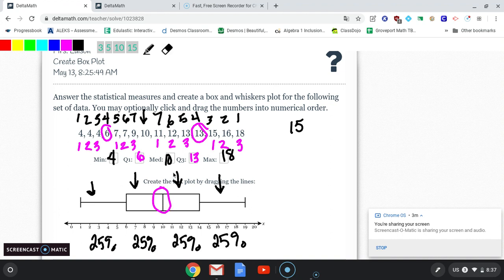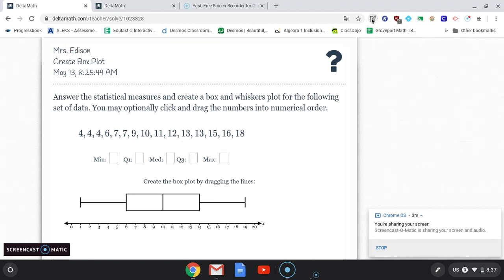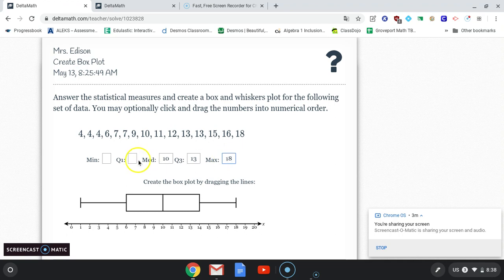So my median is 10. That's already there. My max is 18. So I'm going to have to get rid of the writing up here. If you need to get that, just pause it. So my max was 18, 10, I had 13, 18, 6, and 4. So the median's 10.